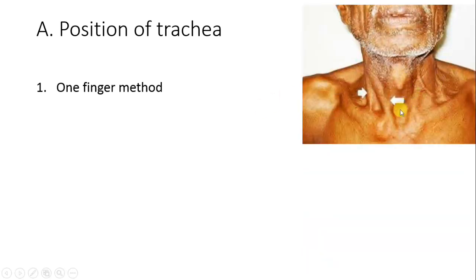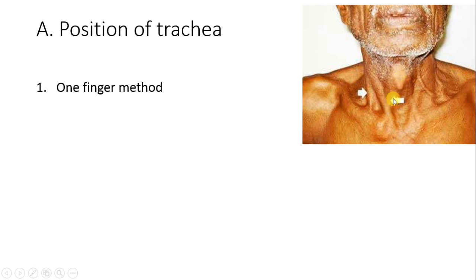For position of trachea, in inspection we described the trail sign and sternocleidomastoid sign. It is an inspectory finding, not a palpatory finding. By palpation we confirm deviation of trachea. For this, there are 3 methods. One is the 1 finger method. In this, the index finger is directly inserted into the suprasternal fossa.